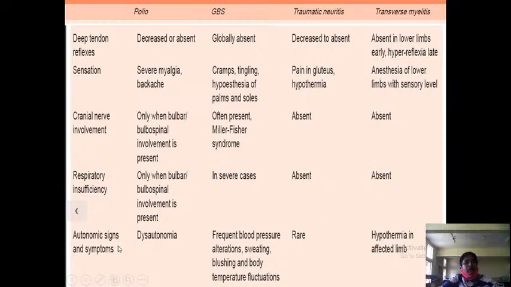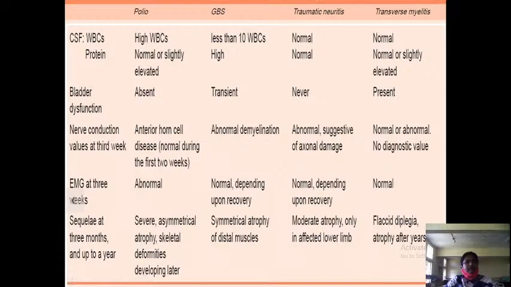What about autonomic signs and symptoms? So there will be dysautonomia in polio. In GBS there will also be autonomic changes in the form of blood pressure alteration, sweating, temperature fluctuations. Okay, in traumatic neuritis it is rare. And in transverse myelitis, it will be hypothermia.